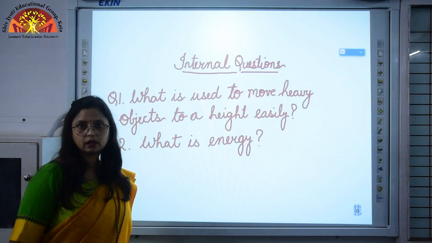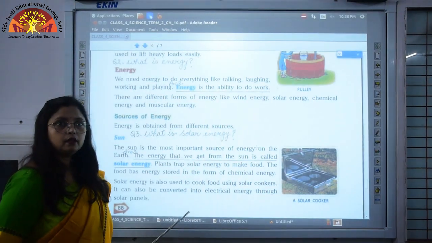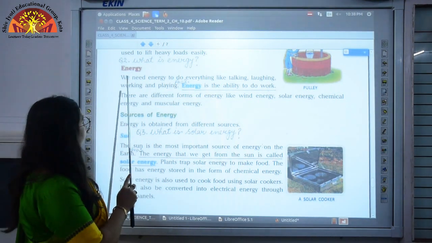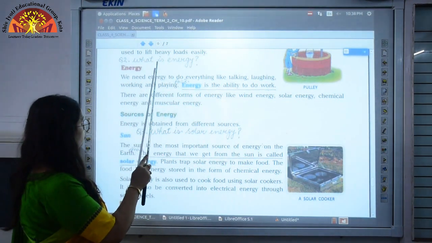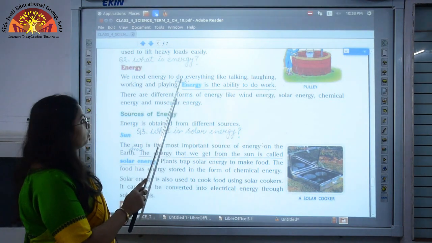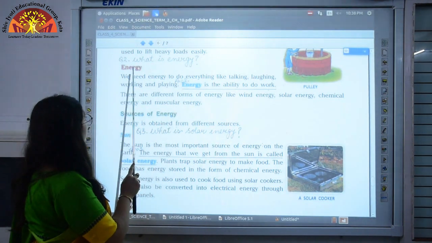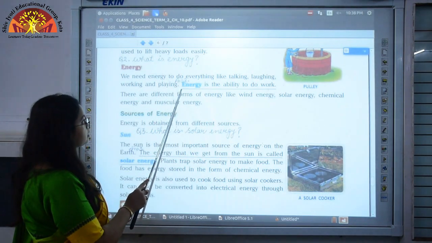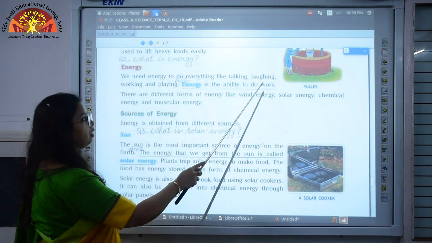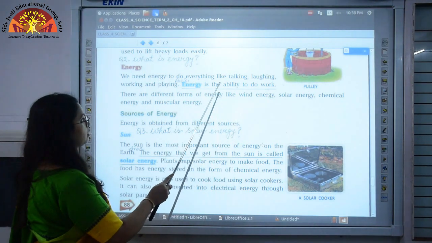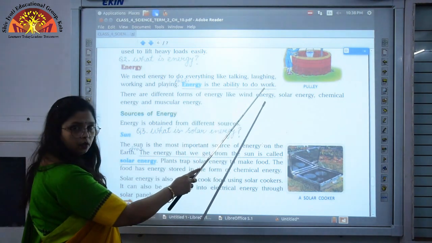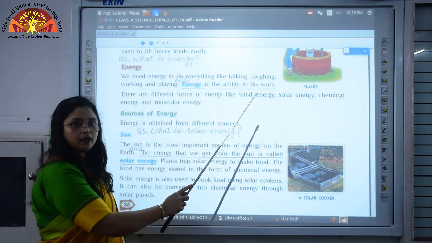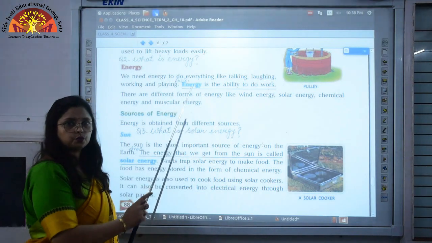So now let us mark the answer to this question. So children, you have to write this question on page number 88 over the paragraph of energy. You can write the question over here, what is energy? Now you have to mark the answer over here under the paragraph of energy. Mark it in the second line, starting from energy till work. Energy is the ability to do work. Energy is the ability to do work. So underline this line and mark it as answer 2.